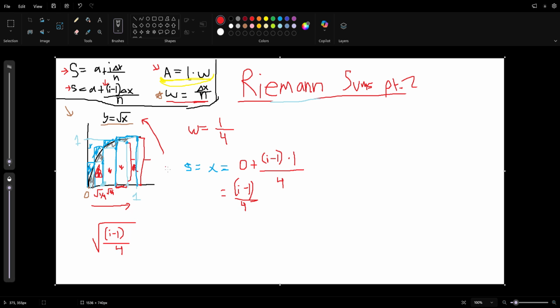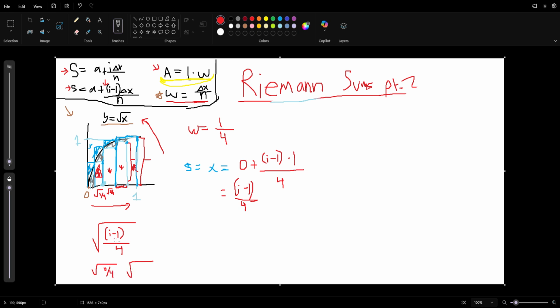So we'll do the same process. We'll plug in 1 for i, 2 for i, 3 for i, 4 for i to account for all 4 of the rectangles that we're finding. So when we plug in 1 for i, it's just going to be root 0 over 4, which is just 0.